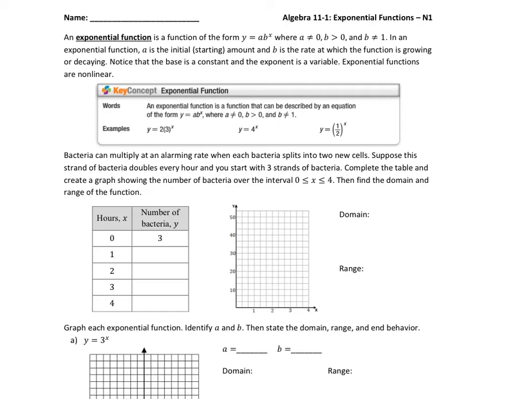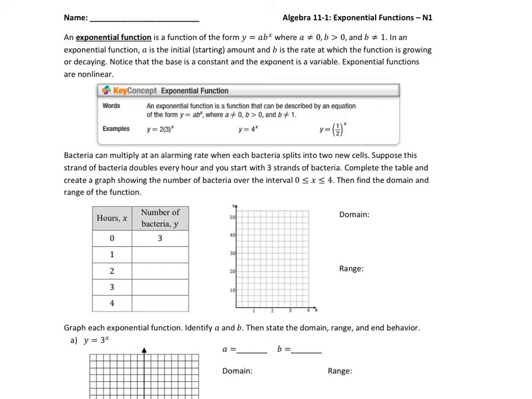Algebra Unit 11-1, Exponential Functions, Notes and Video 1. An exponential function is a function of the form y equals ab to the x power, where a cannot be 0 and b is greater than 0, and also b cannot equal 1.